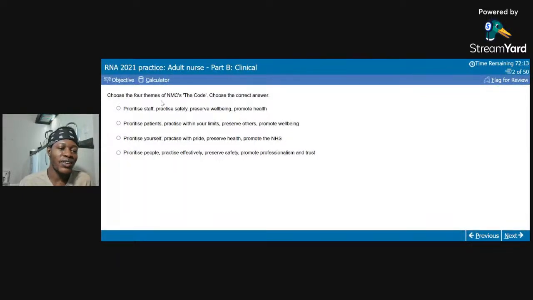Choose the four themes of the NMC's code. Choose the correct answer. This is something that you should have at the back of your palm. That is the four Cs of NMC. So it says here: prioritize people, practice effectively, preserve safety, promote professionalism and trust.